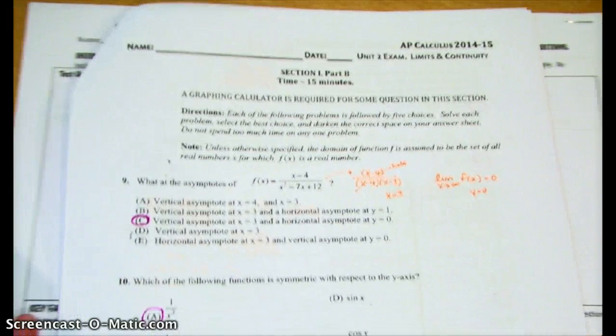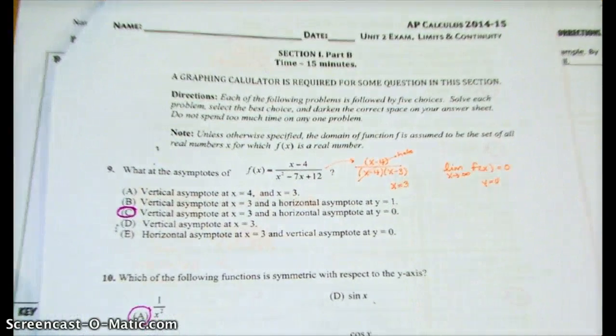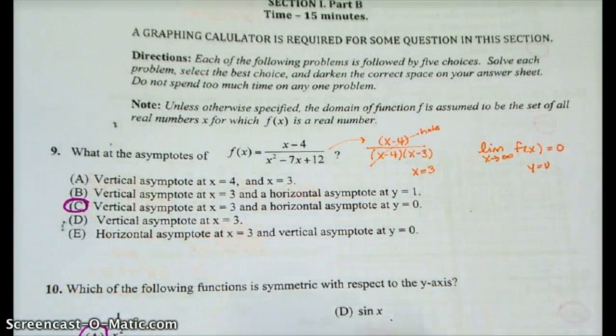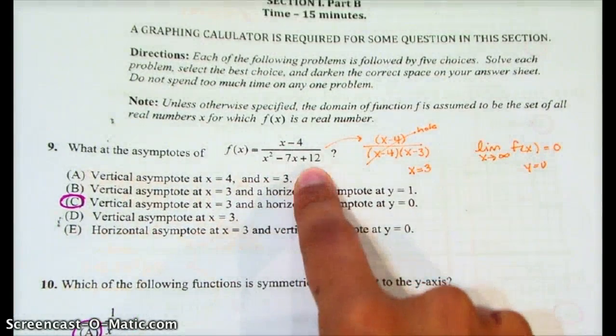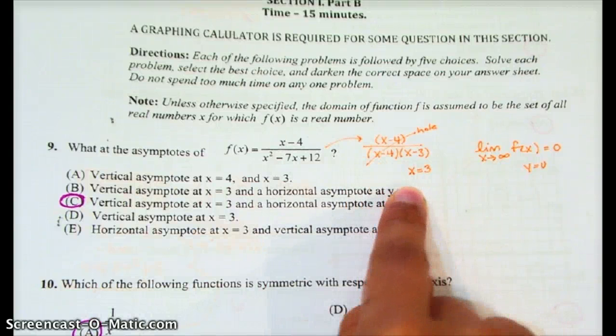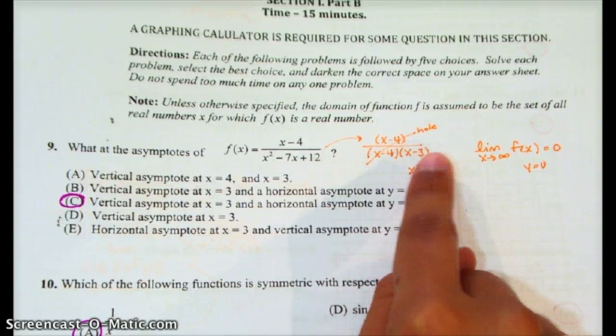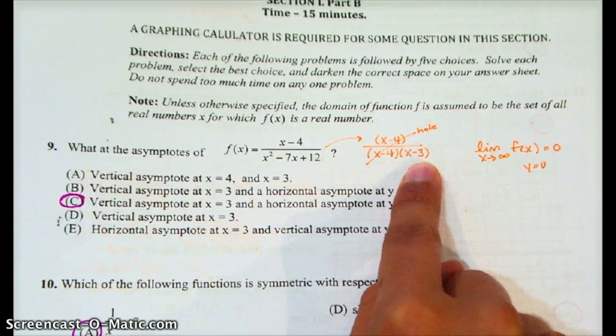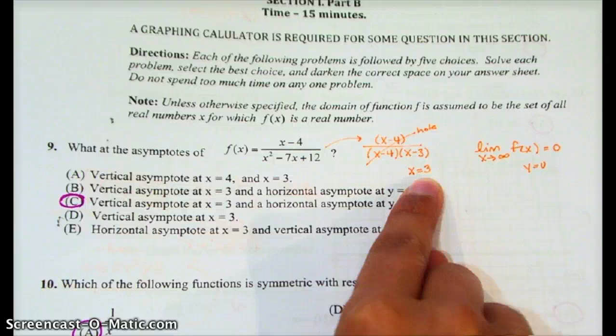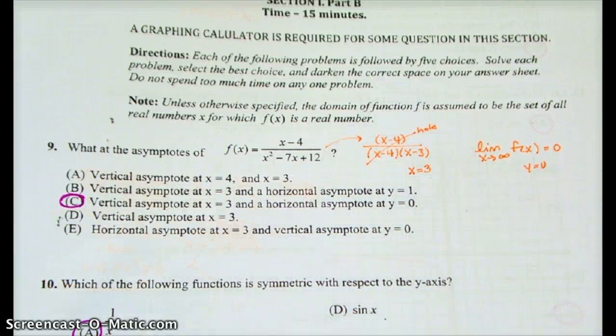Question number 9 says, what are the asymptotes? And then it gives you this rational function. It has a binomial over a trinomial. Right here you can see the algebraic work that I did, and I just recognized that there was a hole, and then a term on the bottom causes an asymptote. If you remember this and can do this really quickly, then that's probably the quickest way to answer the question.